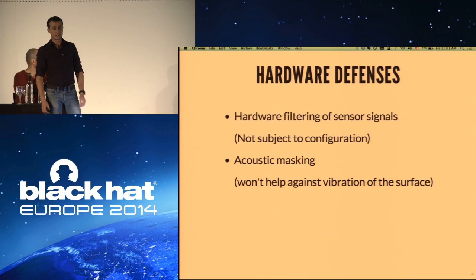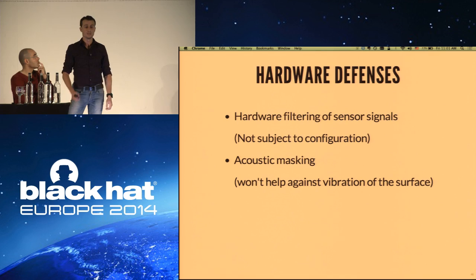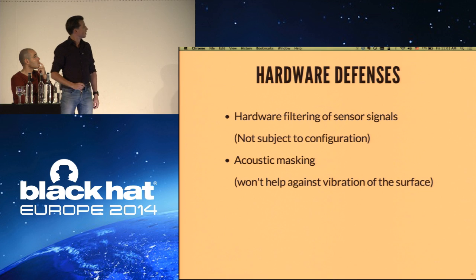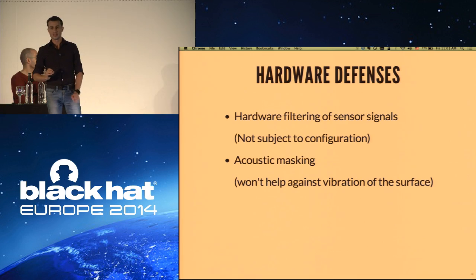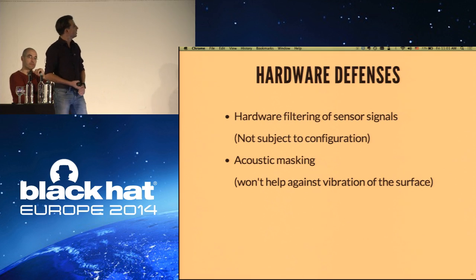The hardware defenses would be similar: having an implementation in hardware of the filtering of the higher frequencies, which would clean up this information from the signal. This probably shouldn't be subject to configuration, because otherwise you would hack into the software and change the sampling rate, as you can kind of do now. By hacking the driver, you can increase the sampling rate.